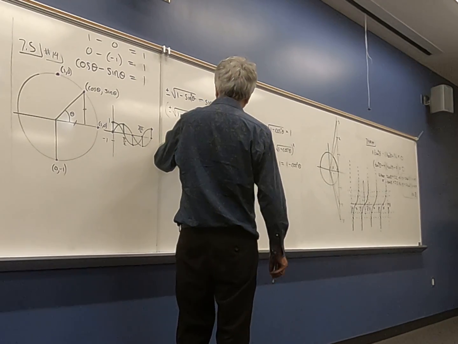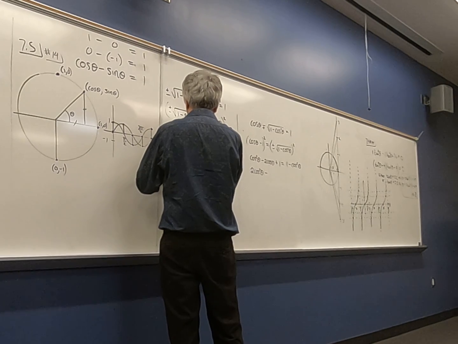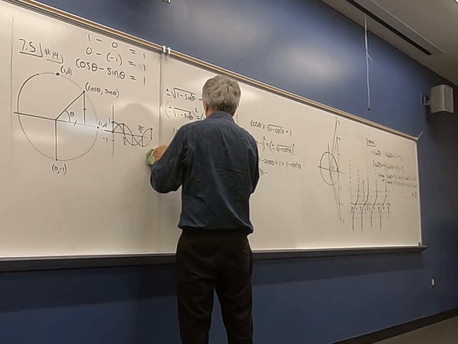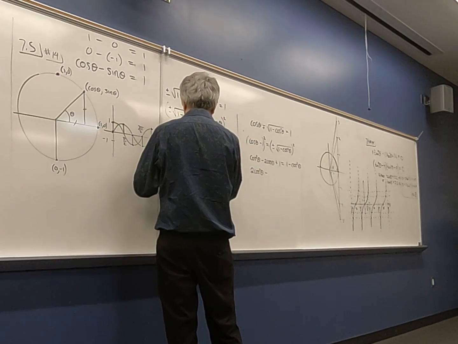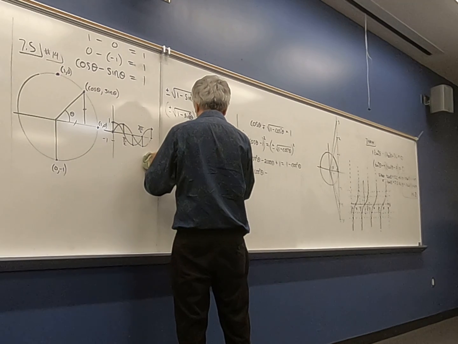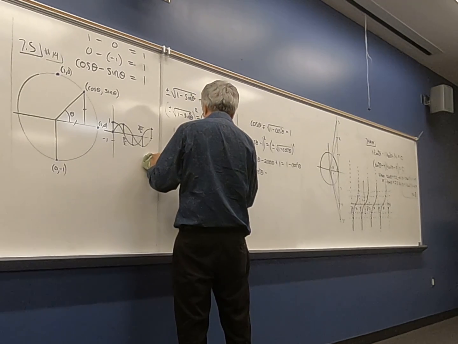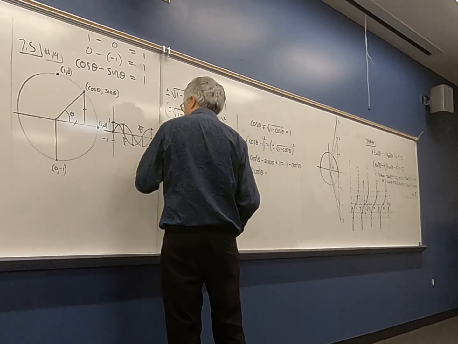Right, so now if I add sine squared to both sides, I'll get 2 sine squared theta plus 2 sine theta equals 0. And dividing by 2, I get sine theta times 1 plus sine theta equals 0. So either sine theta equals 0 or sine theta equals negative 1. And there they are, right?